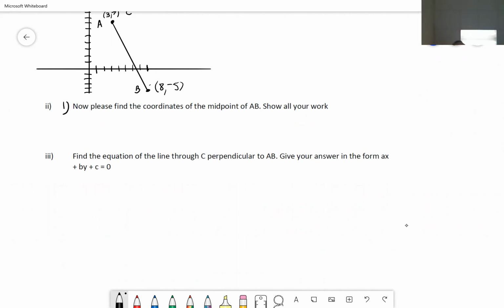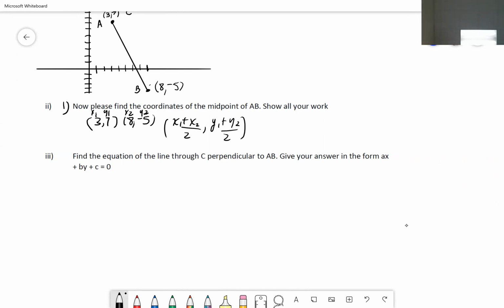And it wants you to find the midpoint between A and B. So you have 3, 7. You have 8, negative 5. And so this is x of 1, y of 1. X of 2, y of 2. So the midpoint formula is x of 1 plus x of 2 divided by 2. Y of 1, let me write that nicely, y of 1 plus y of 2 divided by 2.